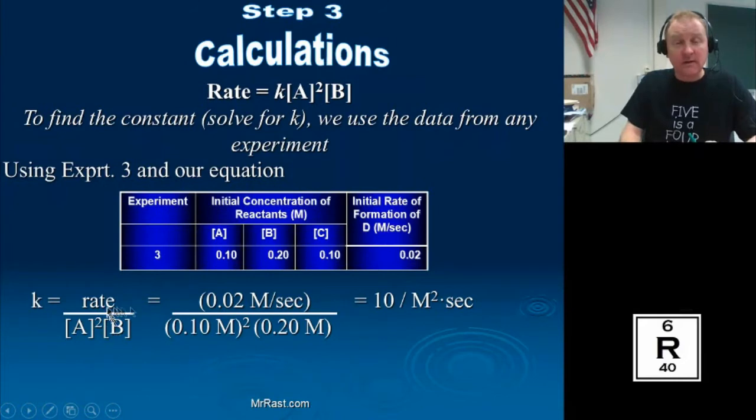The rate would be in molarity per second, and I've got 0.1 molar squared times 0.2 molarity. So I have molarity squared and molarity, so I have 3 molarities on the bottom, but one of them will cancel out. And the seconds is also in the denominator. So when you run this in your calculator, you should get 10 per molarity squared seconds. That's a very strange unit, but that's okay. That's the go-between to go from the concentrations to the rate of the reaction. So this is our rate law for this specific temperature.